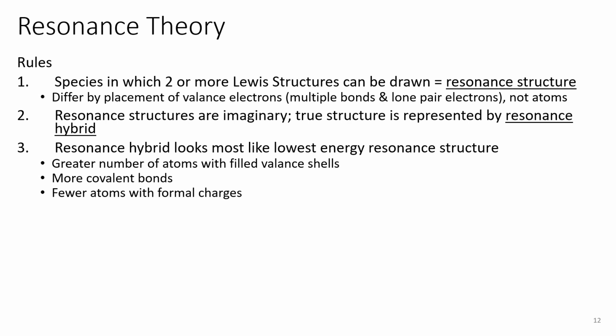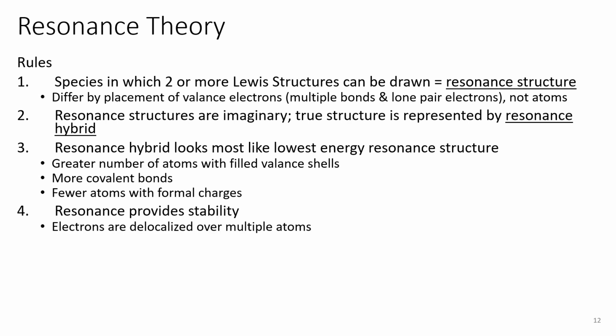So it's typically our job to draw the best structure based on formal charges and based on oxidation states. The best structure is going to have the greater number of atoms with filled valence shells. So when we start looking at all the different resonance structures, the best one is going to be the one with the most atoms with filled valence shells. It's going to have the largest number of covalent bonds, so we'd rather see bonding. Remember, bonding is lower energy. We'd rather see bonding than lone pairs. It's also going to be the structure with the fewest atoms with formal charges. Our goal is to really get formal charges equal to 0 if we can.